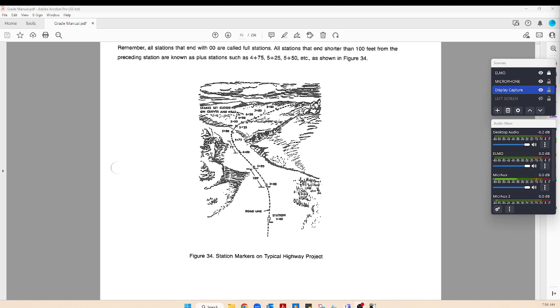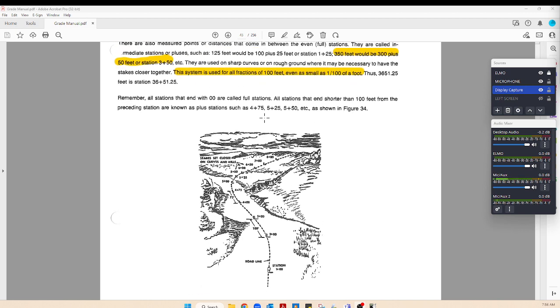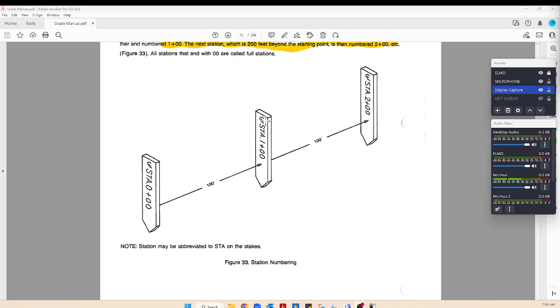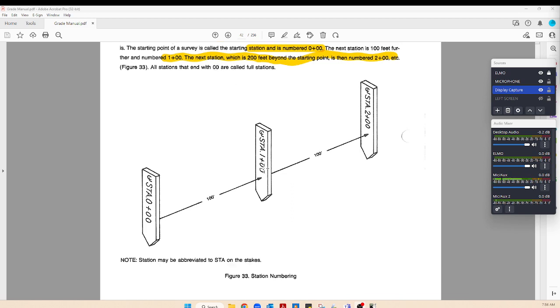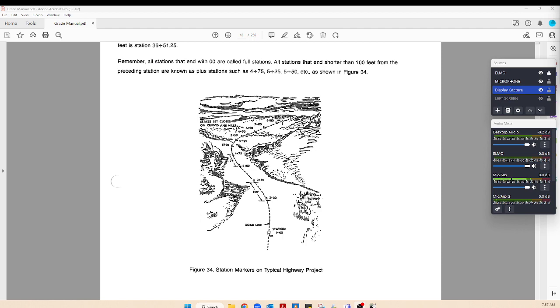But they're still based on 100 feet. Some would be 4 plus. This is 5 or 6. I'm saying 4. That's 6, I think. And then here's 7, and then here's 8, and we're getting a straight line. So we're back to full stations once we get around that corner.